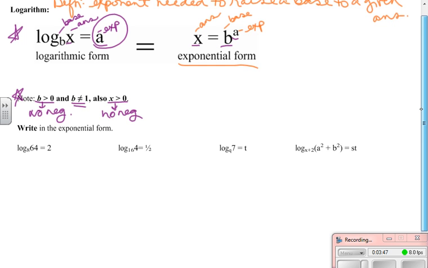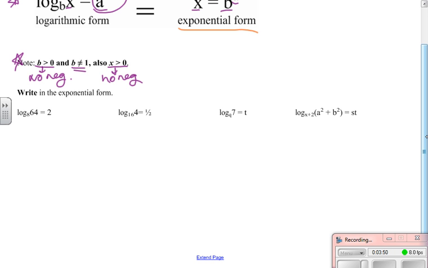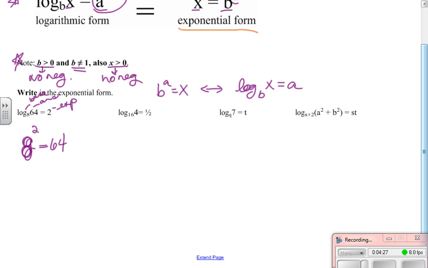So we're going to write these in exponential form. Now remember, this is my base, this is my answer, and this is my exponent. So really, remember when we have our formula of b to the a is equal to x, that is the same thing as log base b of x equal to a. All right, so we've got our base, which is 8, to our exponent 2. 8 to the 2 is equal to 64. And that is a true statement.